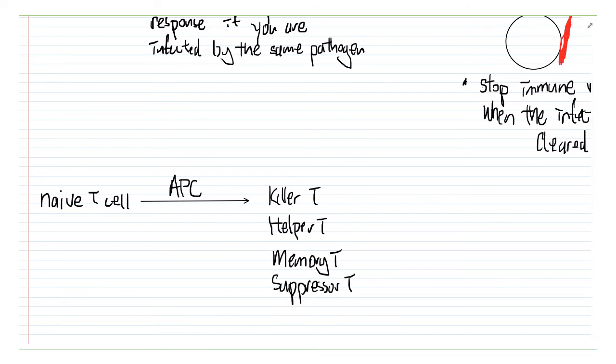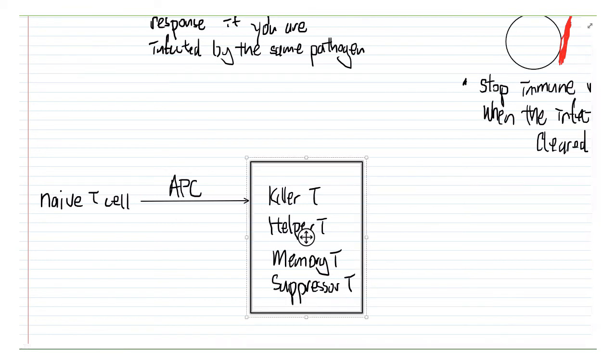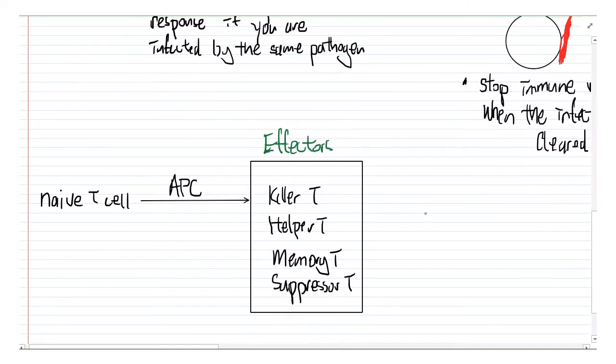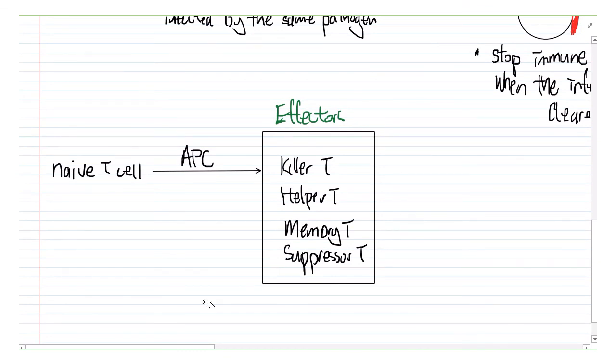All these cells are called effectors. So if I ask you what are the effectors of naive T cells, they are it. The immunity that you have, the immune response that you have from the T cells, we call this cell mediated immunity.